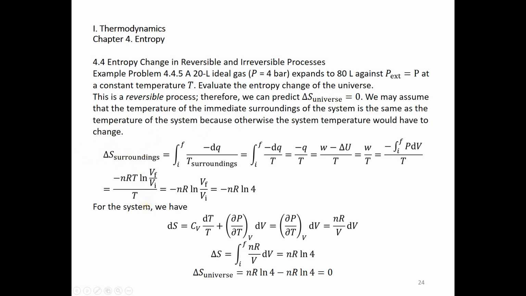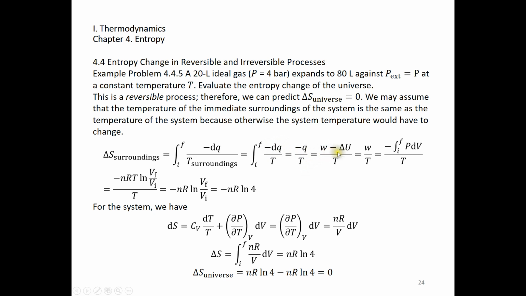We can also calculate the entropy change of the system. First, let's calculate the entropy change of the surroundings. It's the integral of negative dq over T surroundings. Because it's an isothermal process, T surroundings is just T. And we have negative dq. Okay, we can integrate that. We get negative q over T.